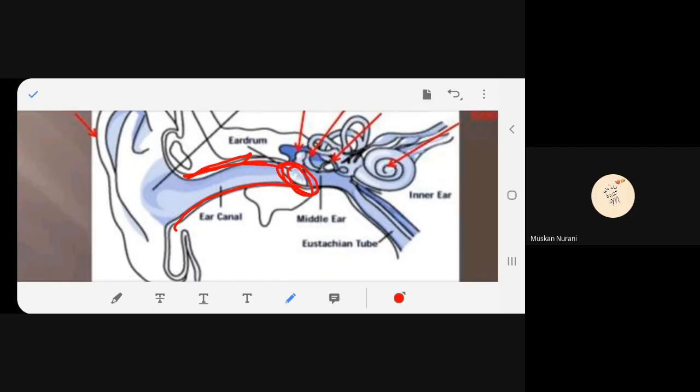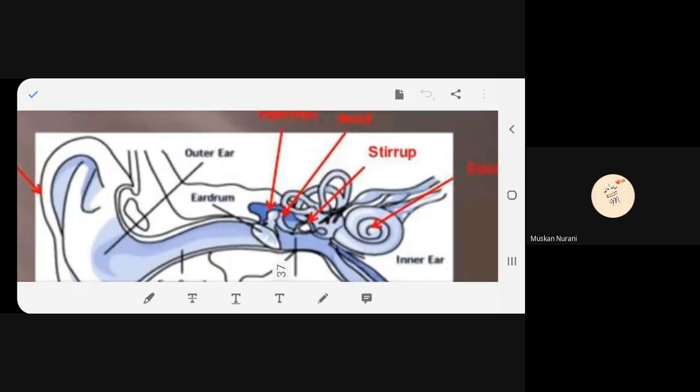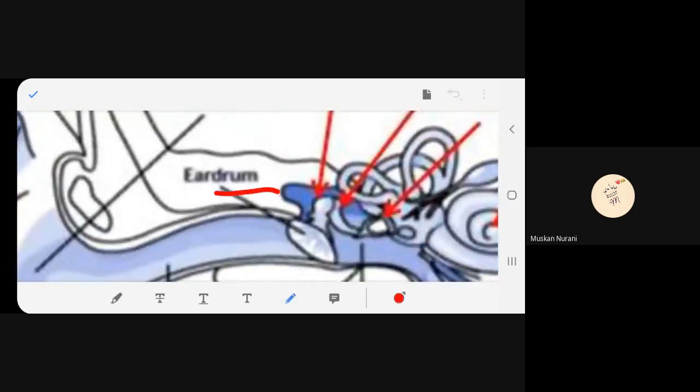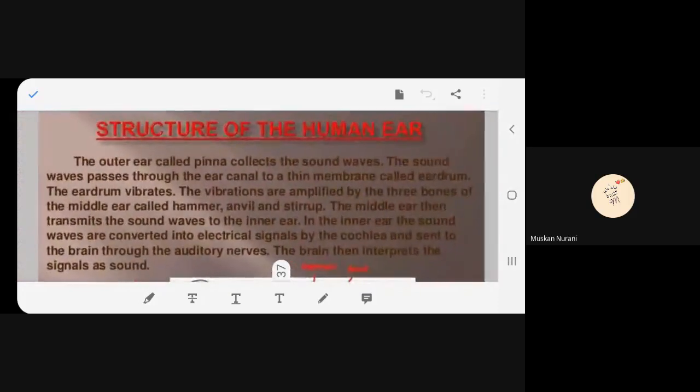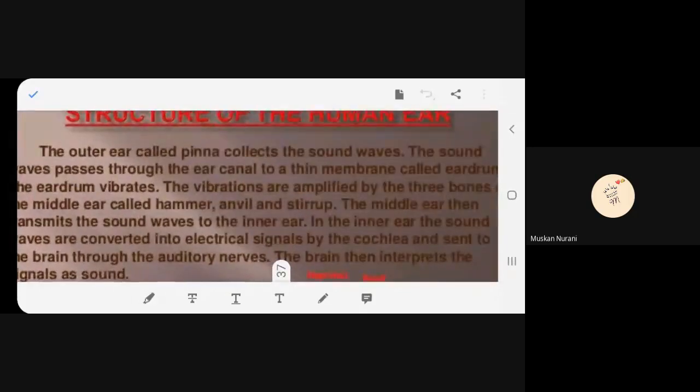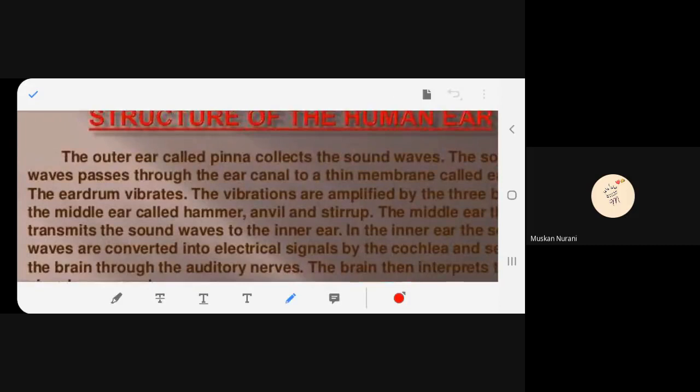This much have you understood? Yes, ma'am. So we have come to the eardrum. This is the eardrum in the ear canal. From here, the eardrum starts vibrating. You see this eardrum, what does it do? It vibrates. The eardrum vibrates.